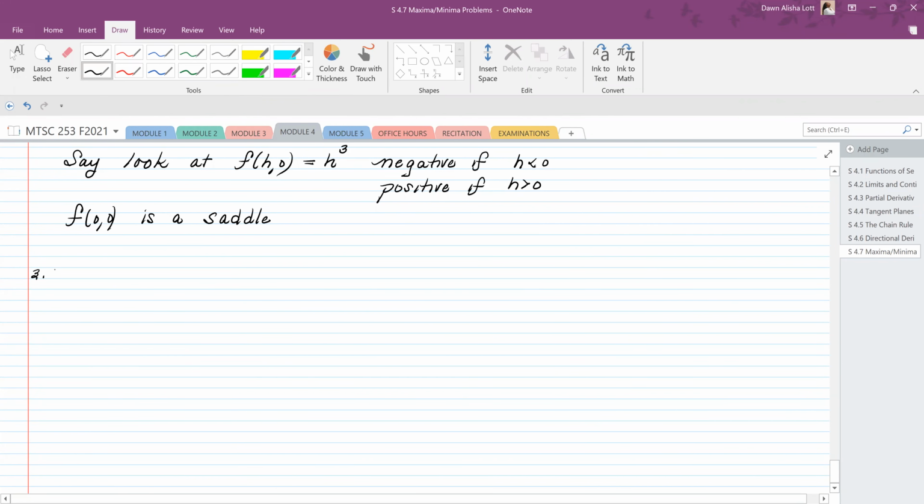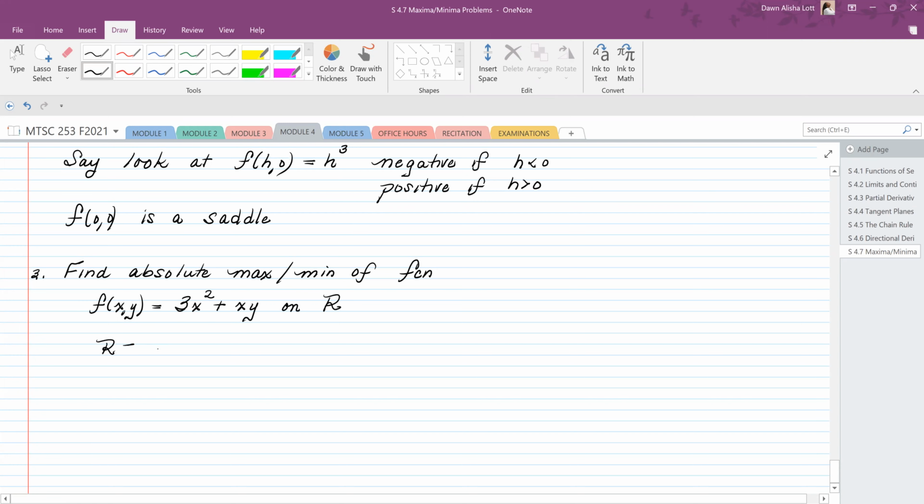This is my favorite, one of my favorites. So find the absolute max and min of the function f of x, y is equal to 3x squared plus xy on the region R. And R is the set of all x, y bounded by y is equal to x squared and y is equal to 4.